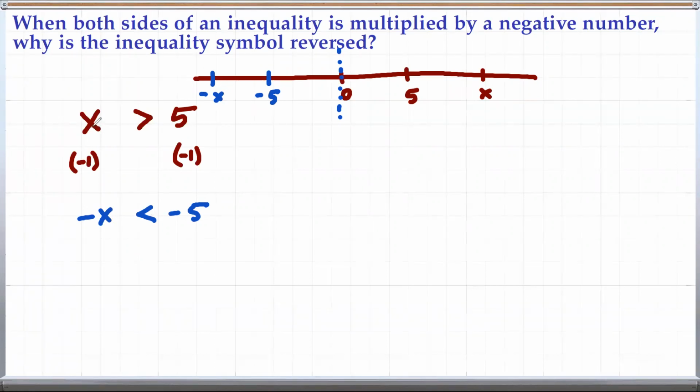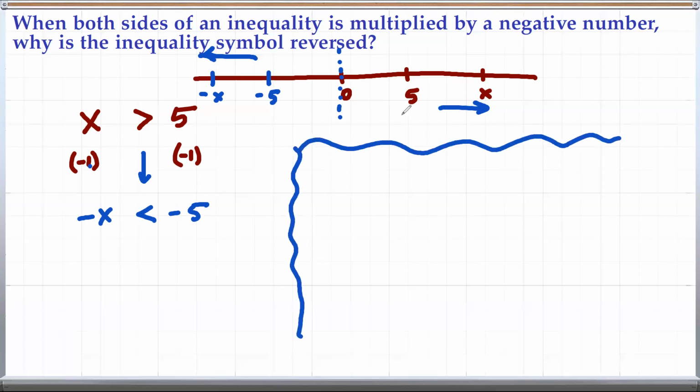So when we multiplied this x by -1, we have -x. When you multiply this 5 by -1, we have -5, but the sign switches. Here we have greater than, since x is to the right of 5. Here we have less than, because -x is to the left of -5. So this is the reason why we need to switch the sign whenever we multiply both sides of an inequality by a negative number. Now one last thing, let's look at this using algebra instead of the number line.